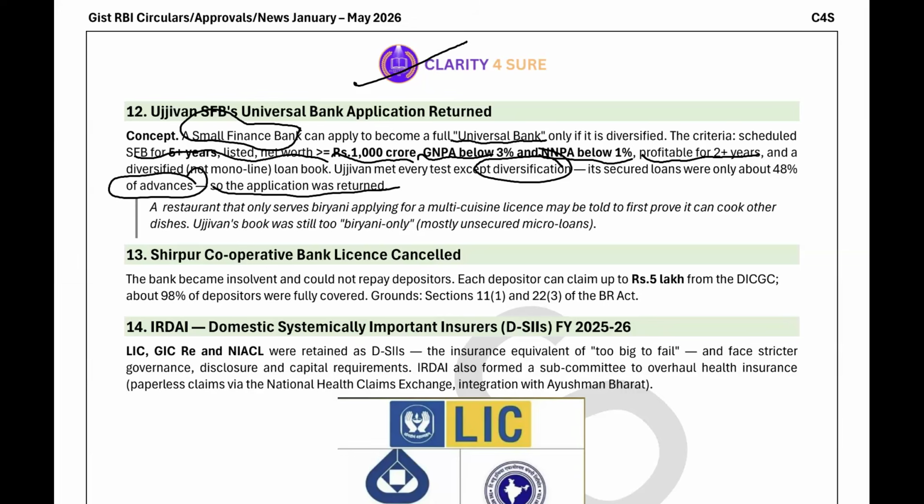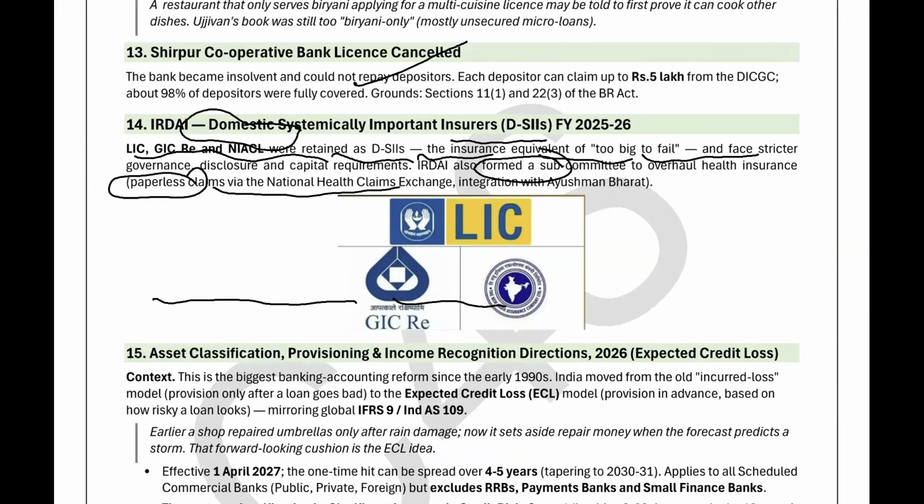Each depositor can claim up to rupees 5 lakh from the DICGC, right? So about 98% of the depositors, it has been written, were fully covered. Grounds: Section 11 subsection 1 and Section 22 subsection 3 of the Banking Regulation Act of 1949. This is all about the 13th news for the month of April.